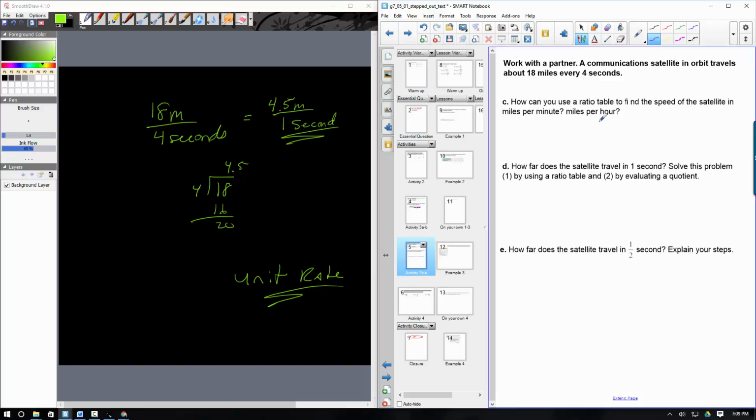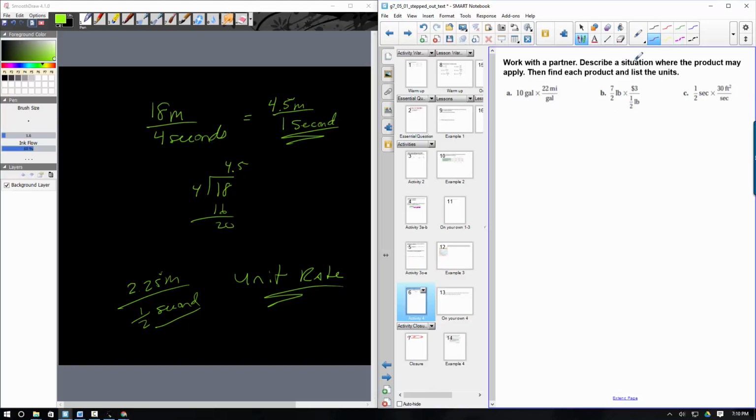Now it says, what is it, miles per hour? Well, we just did that when I unitized it. That's a nice thing, because it says how far in 1. So again, that's how I did here, the 4.5 over 1 second. And it says how far does it travel in a half a second? So if I would figure out half a second, I'd have to figure out half of 4.5 as well, which would be 2.25 miles in 1/2 second. All right.